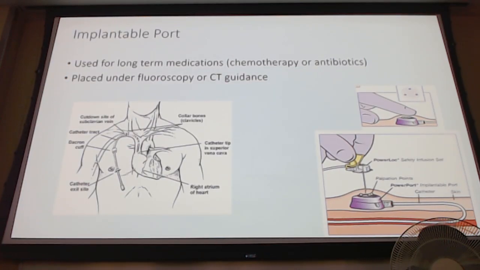Alright, portable ports, just know that they exist really for chemotherapy, long-term antibiotics if they don't want to do a PICC. It sits underneath the skin, normally in the upper chest. Okay.